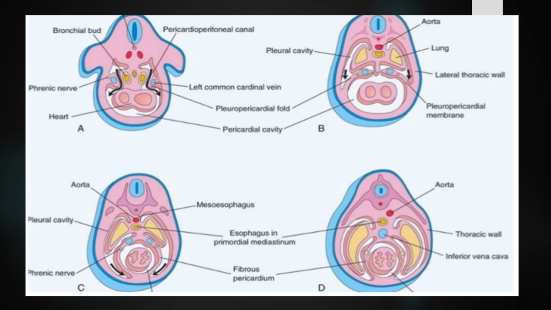In this picture, we can see this is the aorta. This one is the mesoesophagus or the mesentery of the esophagus. This is the esophagus in the primordial mediastinum. The mediastinum is the space between the two lungs. This one is the fibrous pericardium. This is the phrenic nerve, and this is the pleural cavity. In this picture we can see this is the pleural cavity, this is the pericardial cavity, and this is the fibrous pericardium.